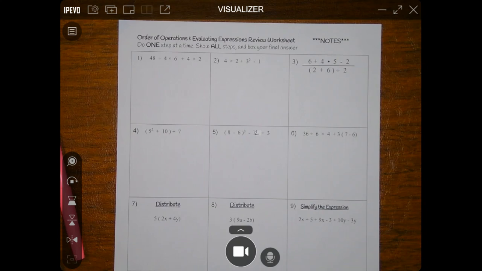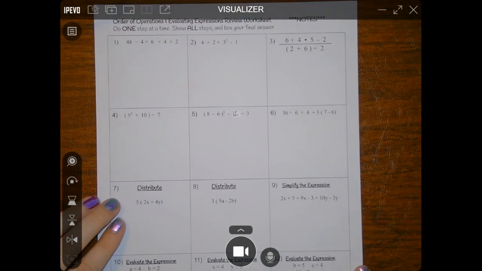Hello, my little mathematicians. Today we're going to review order of operations, distributive property, simplifying expressions, and evaluating expressions. You ready for this wild ride? We got this. Okay, remember you can always pause the video, try them, and then unpause it and come back to check to see how you did.